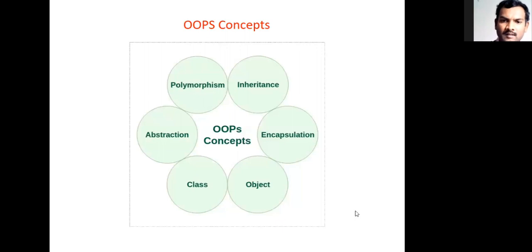These are object-oriented features. Any programming language which supports all these object-oriented features is called an object-oriented programming language. These are class, object, encapsulation, inheritance, polymorphism, data abstraction.